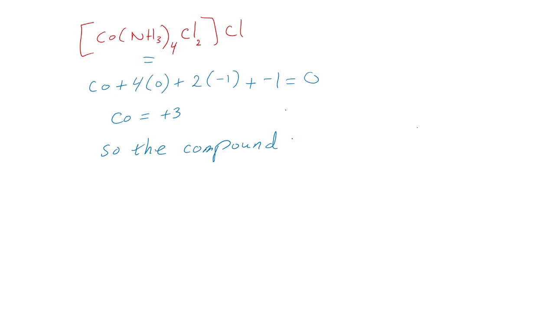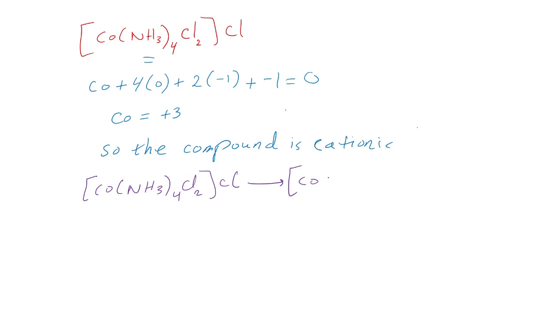So the compound is a cationic complex, because when it is ionized, it gives a cationic complex compound, plus 1, and a chloride ion. And as we know before, if the compound is cationic, the name of the metal will be the same.